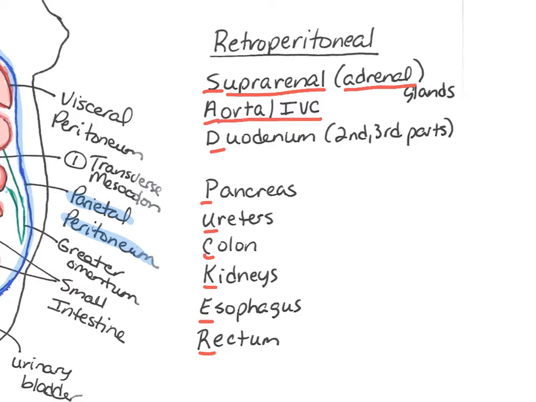The aorta and the inferior vena cava are retroperitoneal. The duodenum is retroperitoneal, the second and third parts. The pancreas is retroperitoneal, so are the ureters, the colon, the kidneys, the esophagus, and the rectum. Those organs are all retroperitoneal.